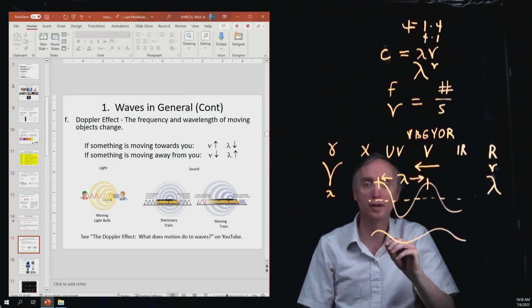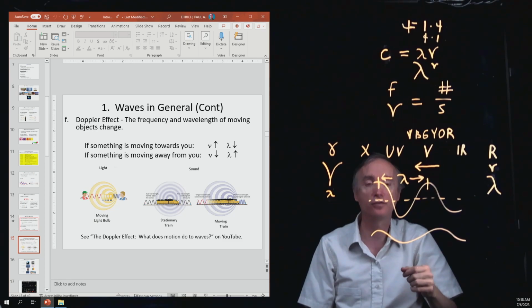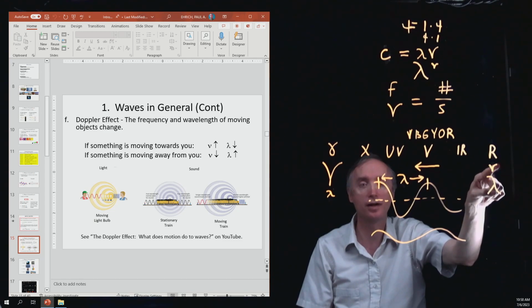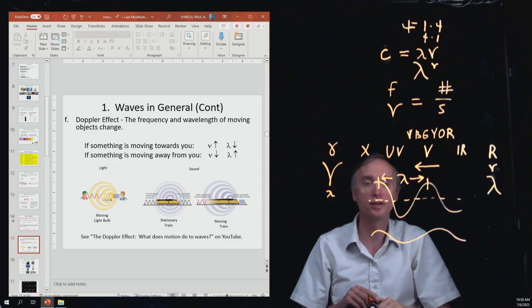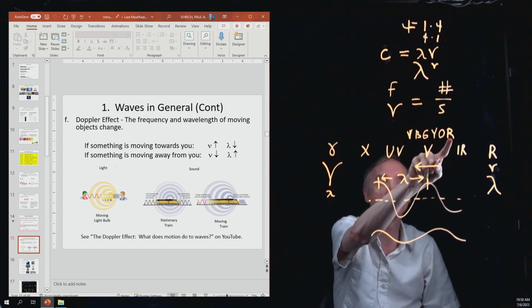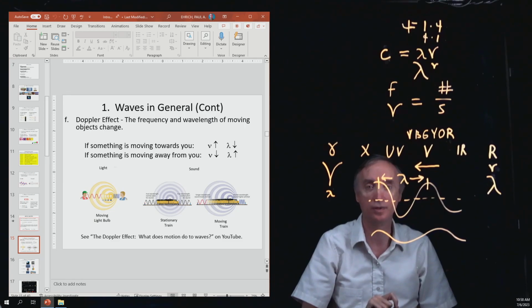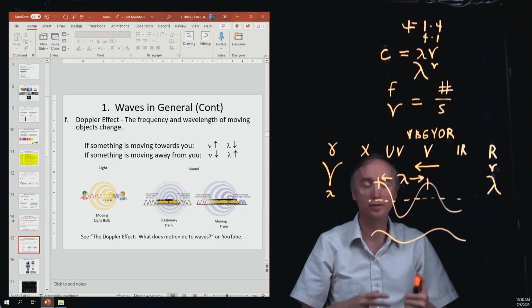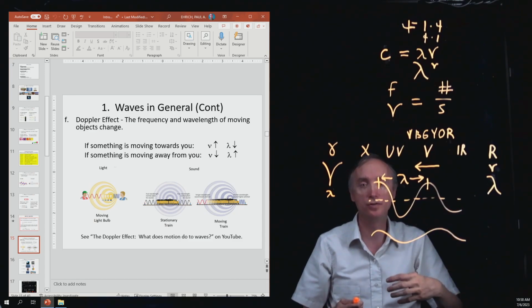Now if something is moving away from you, then the frequency is going to go down, so it's on this side over here, the small frequencies. If the color is shifting in this direction, it's shifting towards the red end of the spectrum, and we say it's red shifted. If something's moving away from you, it will be red shifted. If it's moving towards you, it's going to be blue shifted.